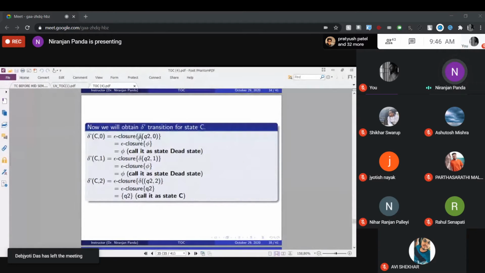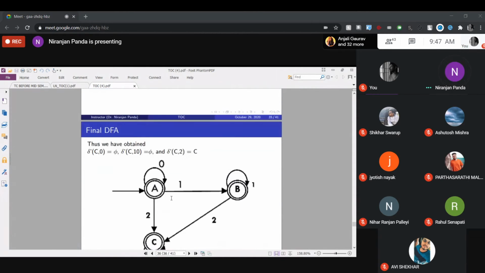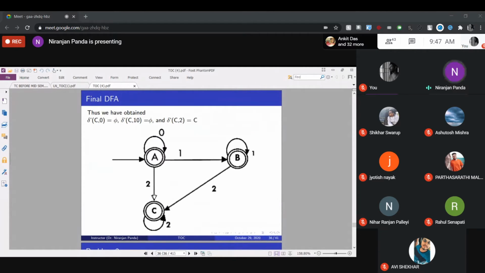Then going for C. C with a 0 means epsilon closure of Q2 with a 0. Q2 with a 0 is phi, that's why it is phi. Q2 with a 1 is also phi. That's why their epsilon closure is also phi. And Q2 with a 2 is Q2, and the name of Q2 is C previously. Now I have gone for all the states and no new state is remaining, and hence the DFA is complete now.